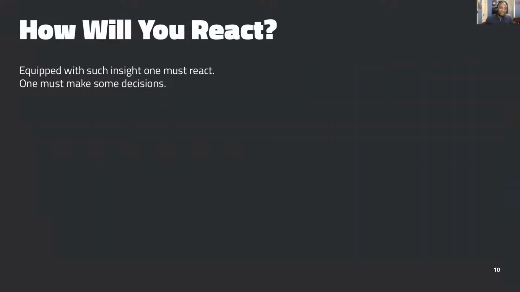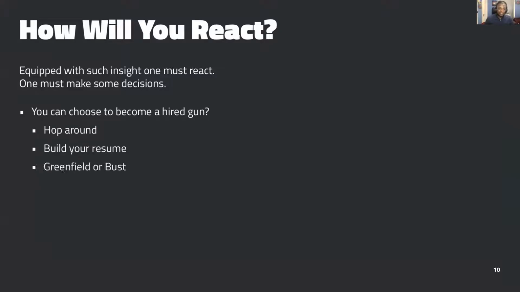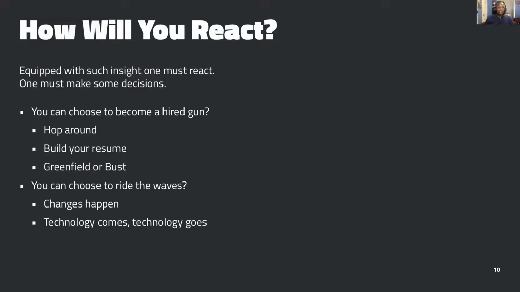So I ask the question, how will you react? Equipped with such insight, we must react, and one must make some decisions. You can choose to become a hired gun, right? You can hop around, build your resume, greenfield or bust, if you will. Or you can choose to ride the waves, right? Changes happen. It's going to happen no matter what you do. Technology comes and then technology goes. So there'll be fads, there'll be all these things. Systems change, and hopefully they evolve. They don't just get blown up. They don't just get shipped and put out to pasture.